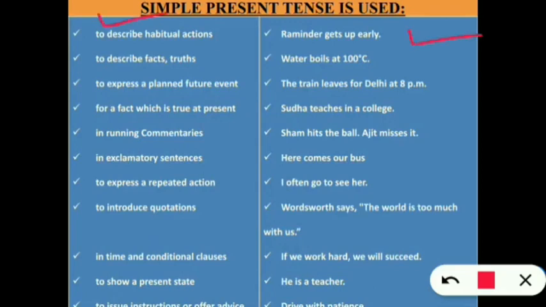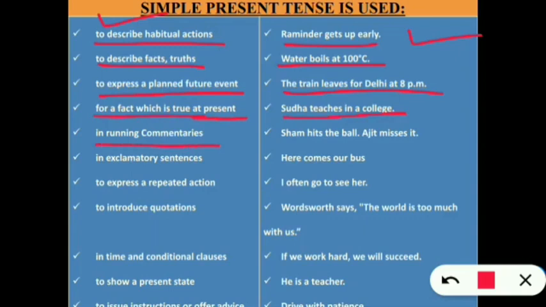Simple present tense is used to describe habitual action like, Reminder gets up early. It is also used to describe facts and truths like, water boils at 100 degrees centigrade. Next, to express a planned future event: the train leaves for Delhi at 8 p.m. For a fact which is true at present: Sudha teaches in a college.